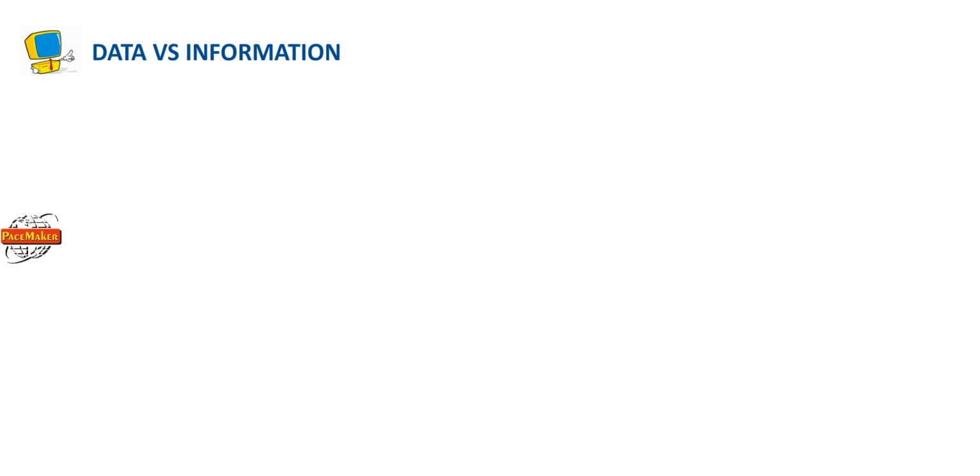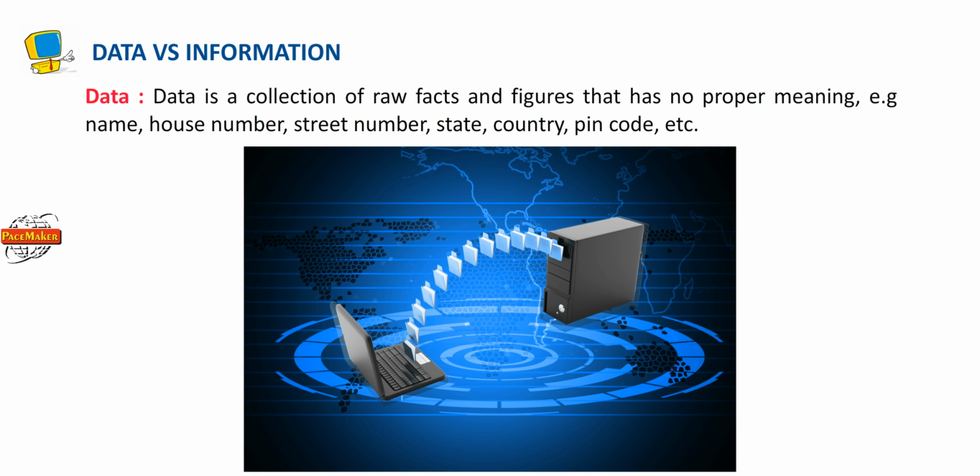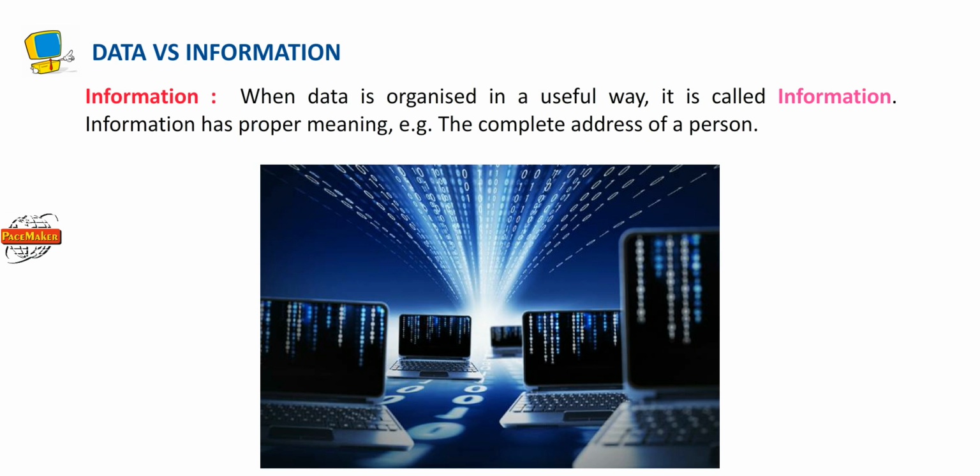Data versus information. Data is a collection of raw facts and figures that has no proper meaning. For example, name, house number, street number, state, country, pin code, etc. Information. When data is organized in a useful way, it is called information. Information has proper meaning, for example, the complete address of a person.